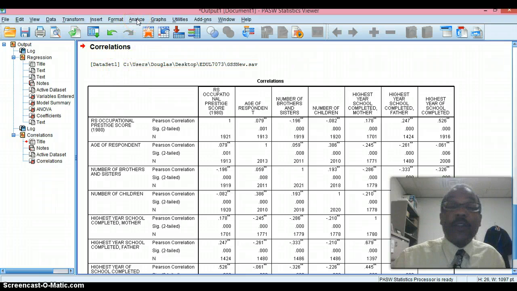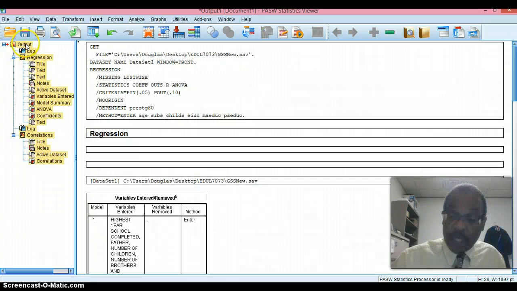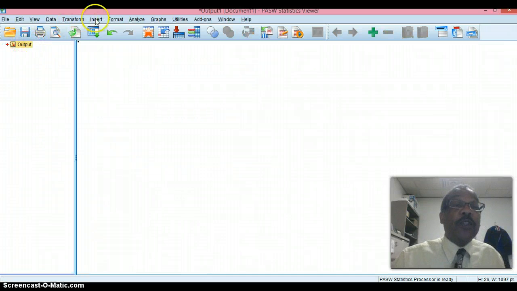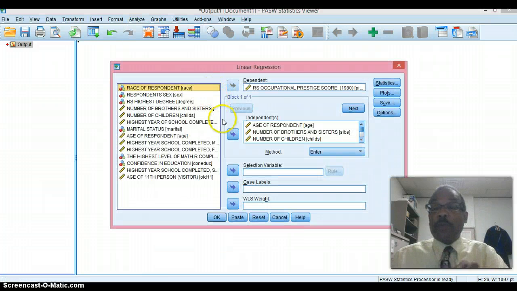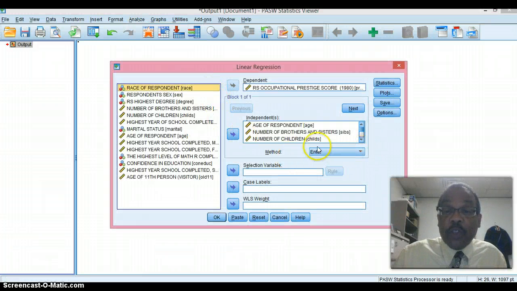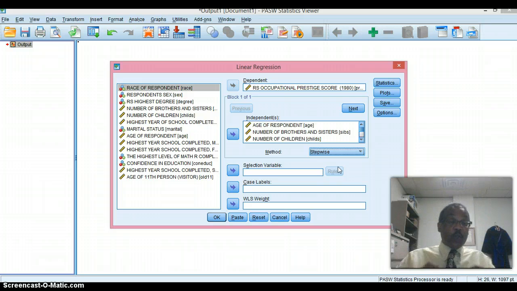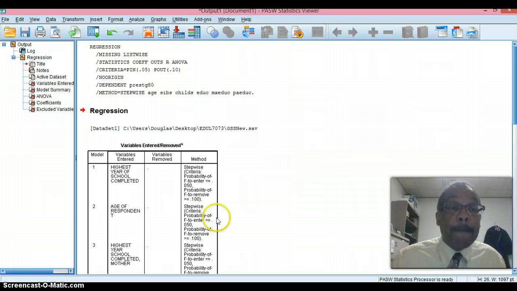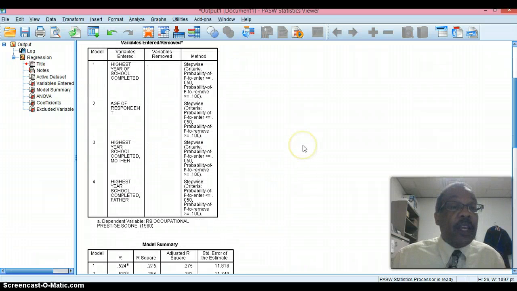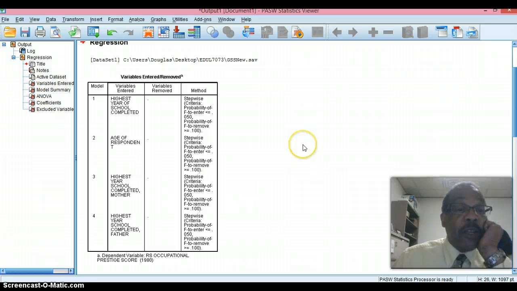So if we go back to our instructions, and I'm going to delete all of this. If we go back to our instructions, we're told to go to analyze, regression, linear, and we're going to put the same variables in, but this time we're going to change the method from enter to stepwise. And basically all that is doing is telling us to use only those variables that are meaningful. And if we say OK, then guess what? In this case, only 4 variables are meaningful.